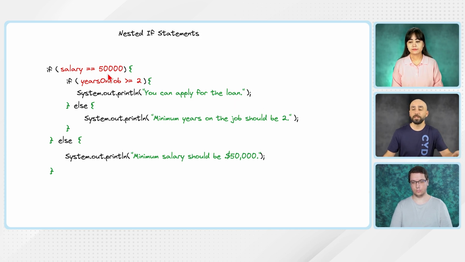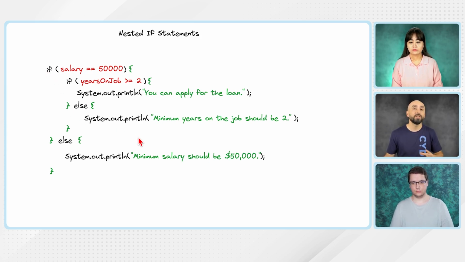Let's say your salary is 50,000, but your years on the job, basically you are not working more than 2 years in the company. Are you eligible for the loan? No. The salary 50,000 is true, so it is going to go inside the curly braces, but you are not going to be able to pass the second if statement. The second if statement is going to go to else, and it's going to say minimum years on the job should be 2. As you guys see, I have one if statement, and inside that if statement, I have another if statement.